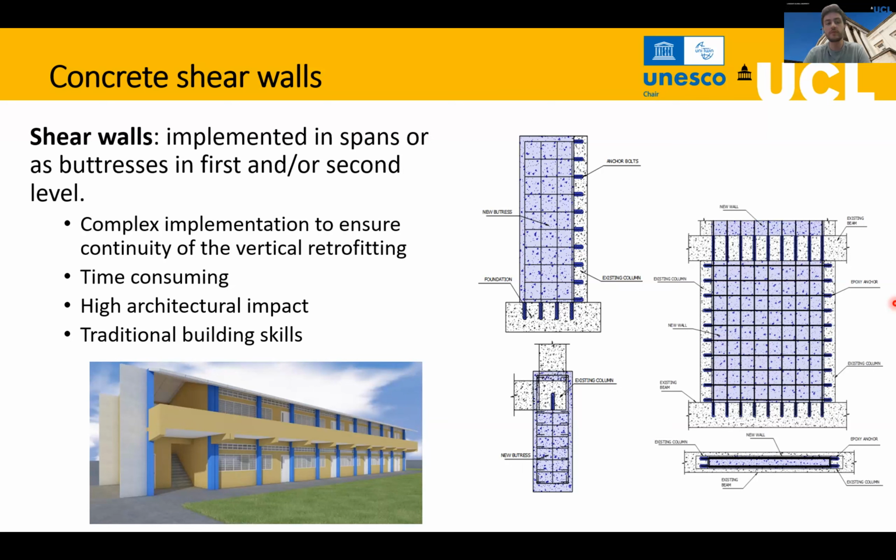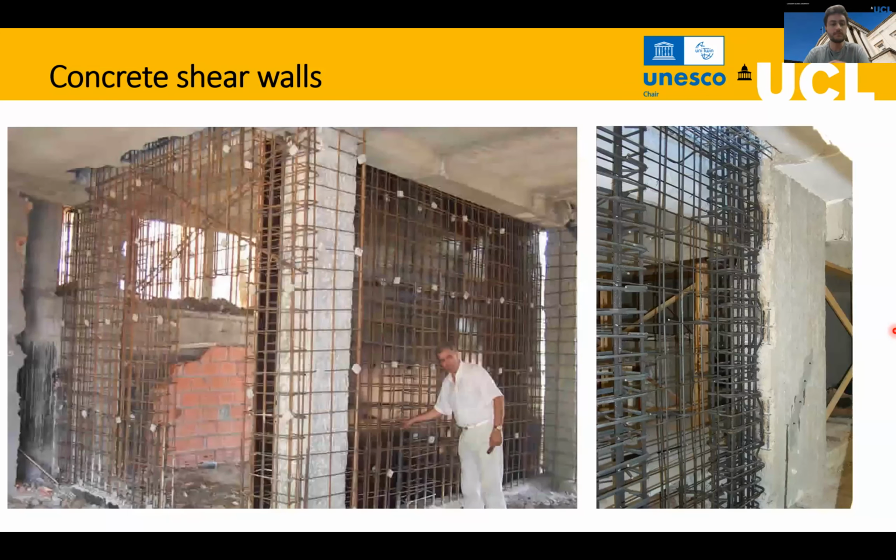One of the main problems of this is that it has a very high architectural impact. So if you, for example, add a concrete shear wall in one of these spans, then you will have practically a new building, because usually you don't need only to do this in this span but also in some others, and you will affect the facade, and that's not expected or is not wanted in, for example, heritage buildings.